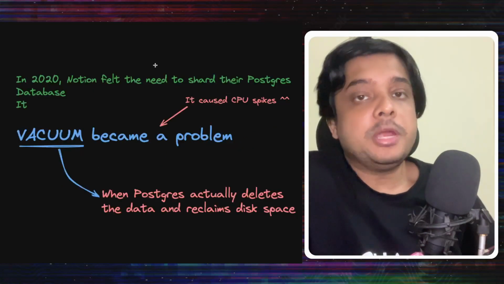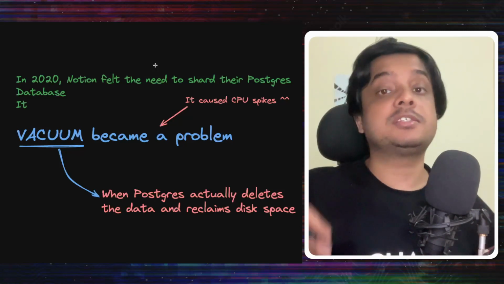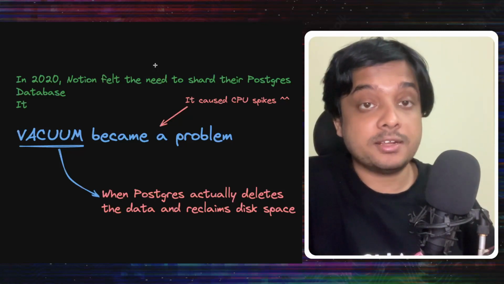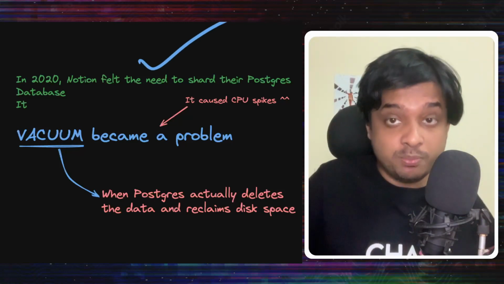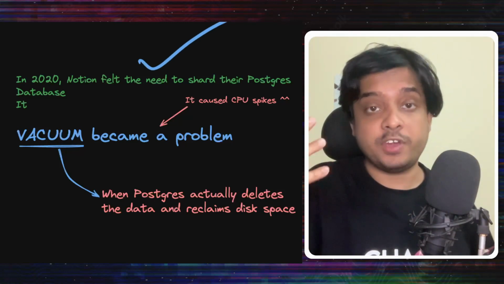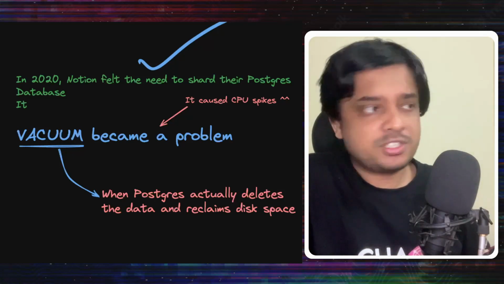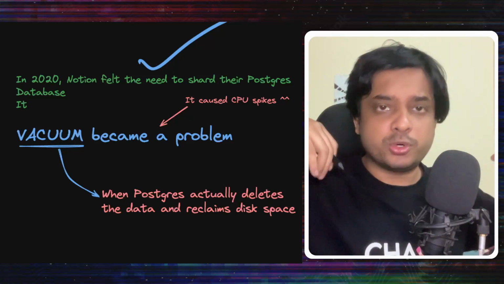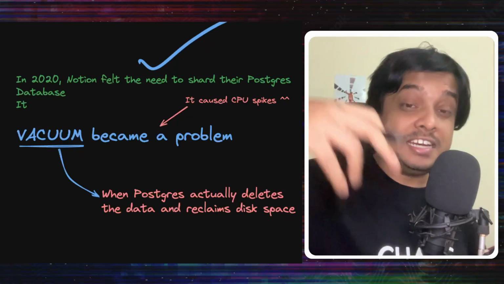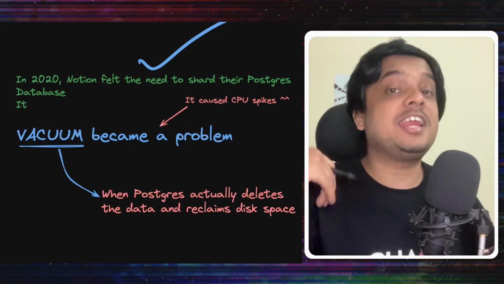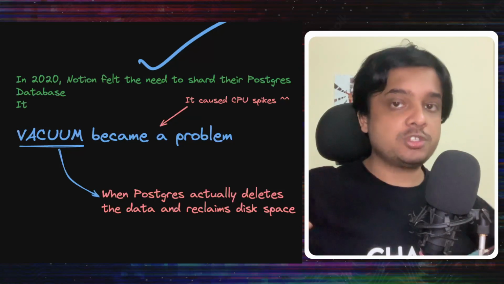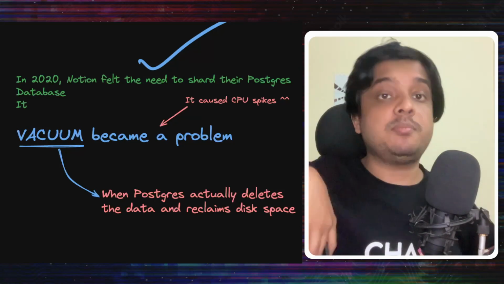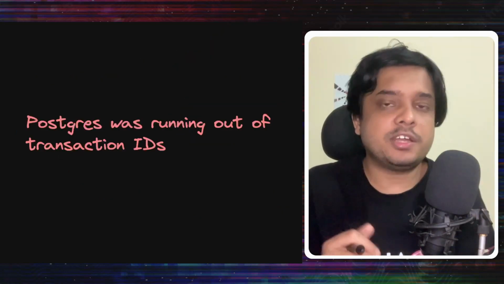For Notion, by mid-2020, the product usage surpassed the limits of what one Postgres server could handle. They had massive CPU spikes and the vacuum process in Postgres became very slow. So what is this vacuum process? It's basically when Postgres actually deletes the deleted data, which means it reclaims the disk space for the data that you have deleted. And this vacuum process, when it's going on in the background, it can make your other operations slower.